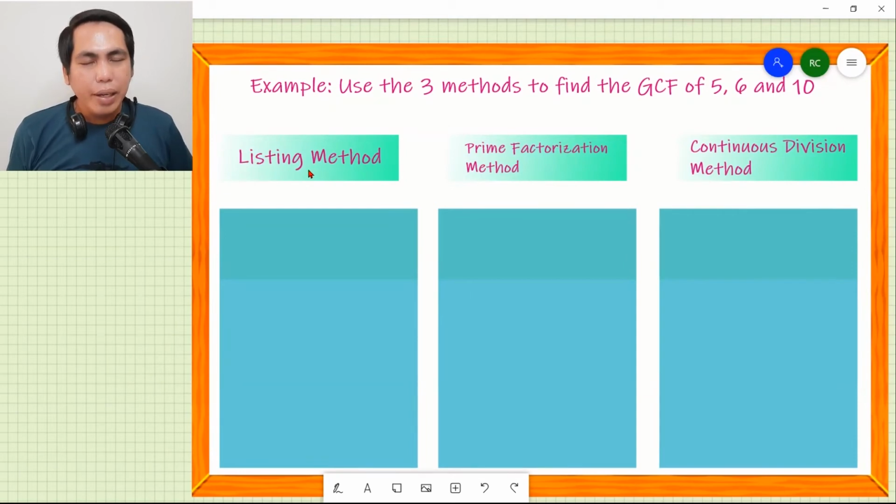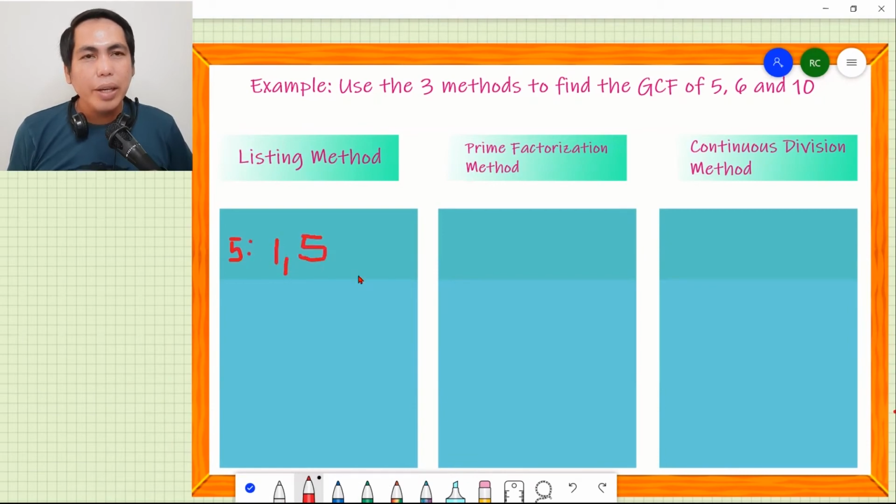So again, in the listing method, we have to identify factors of each number. So let's have 5. The factors of 5 are 1 and 5. So in other words, 5 is a prime number because it has only 2 factors, 1 and itself. 6, aside from 1 times 6, we can also use 2 times 3 or 2 and 3 as factors of 6. So therefore, the factors of 6 are 1, 2, 3, and 6.